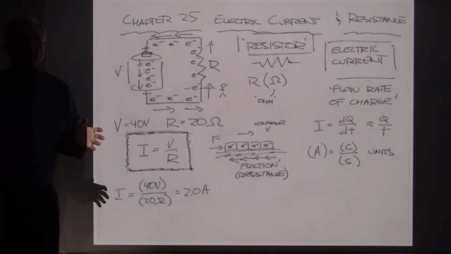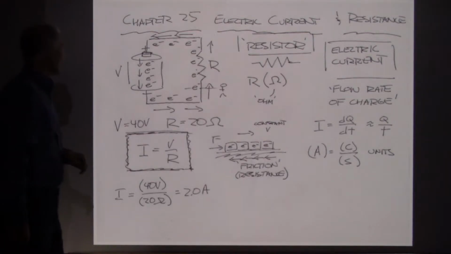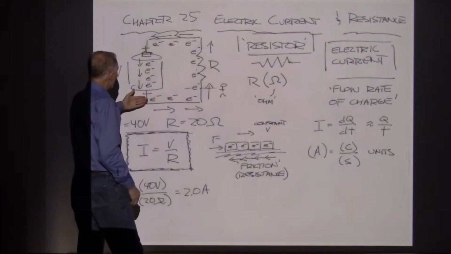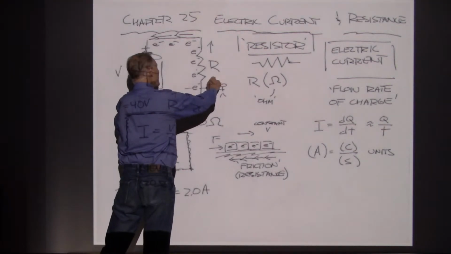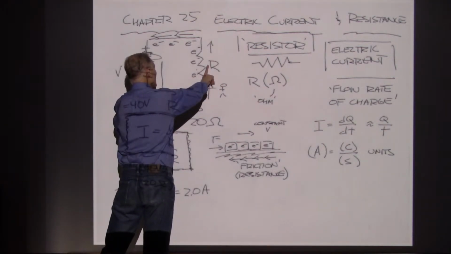Because electrons aren't going anywhere. Electrons are conserved particles. We're putting them into motion, and for every electron that passes a boundary right here, we need to have another electron passing a boundary here.